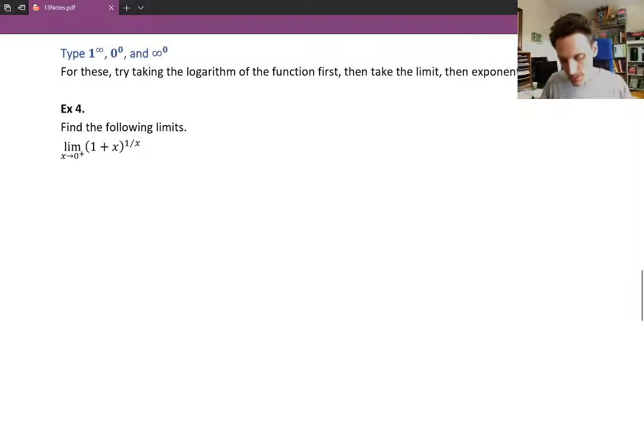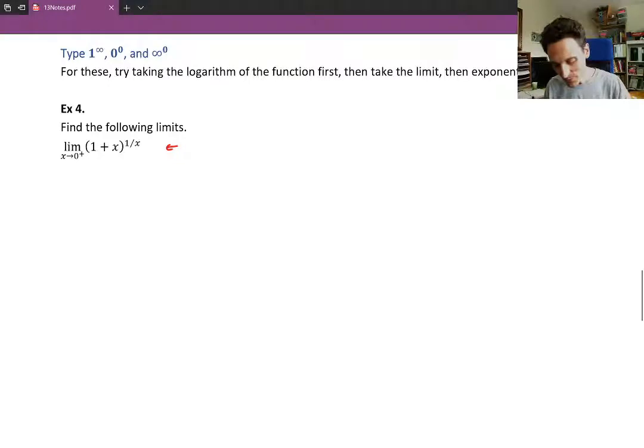The first thing in example 4, which is the limit as x approaches 0 from the right of 1 plus x all raised to the 1 over x, is to figure out what type of limit this is. I mean, who knows? Maybe I'm trying to trick you guys and it's just a limit where you can plug in x equals 0. But it's not going to be.